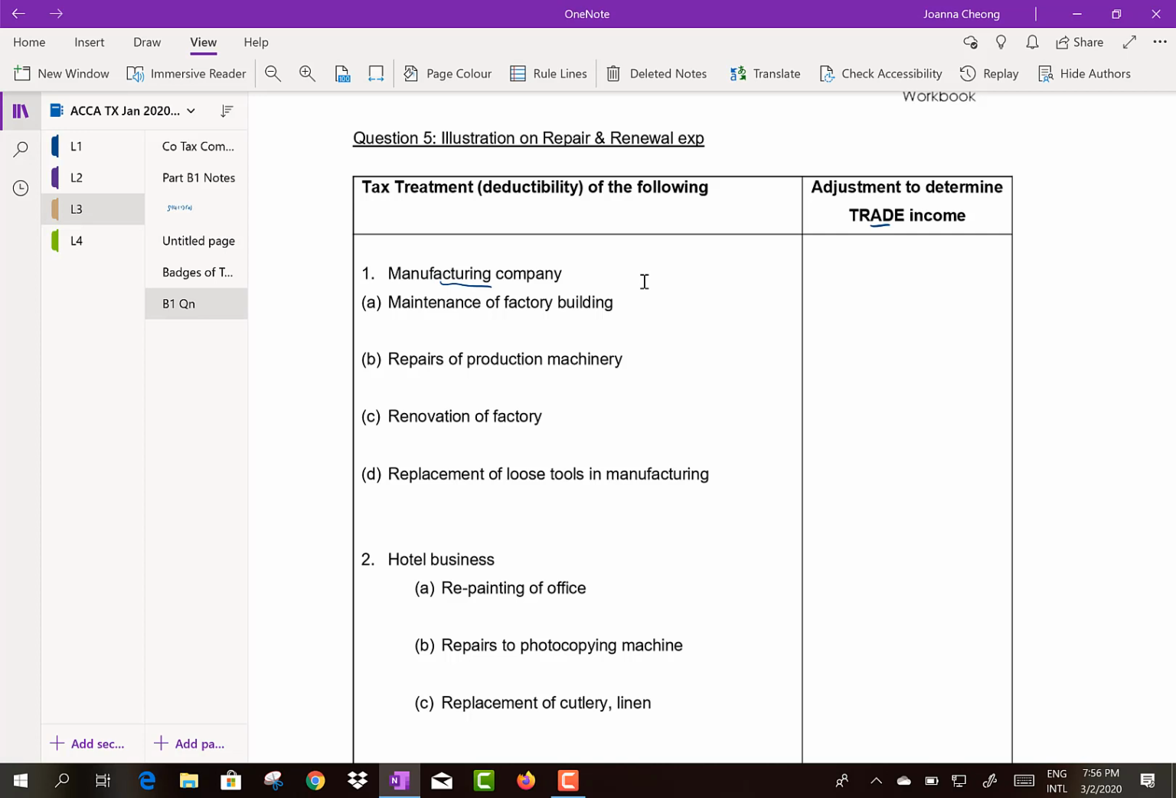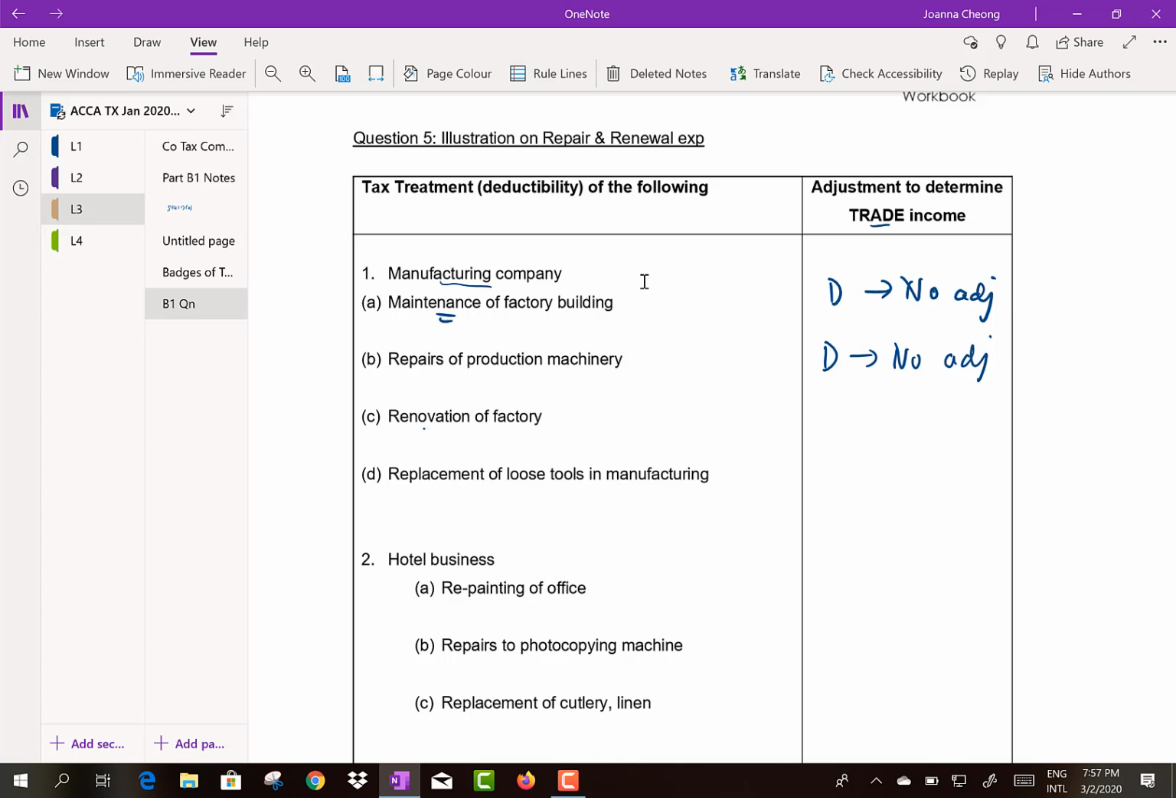You spend money to maintain factory building. Is it deductible against your trade income? Yes. All right, maintenance. There is no element of improvement. No adjustment. All right, now then repairs of production machinery, is it deductible? Yes, because it's quite normal that you repair machines, right? Repair, all right, there's no element of improvement. You're merely trying to restore it back to the original working condition.